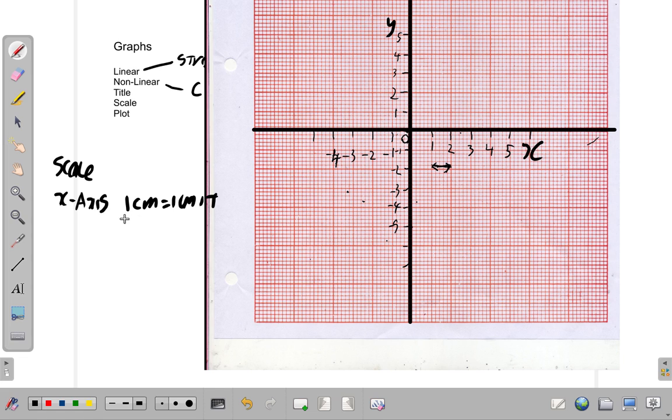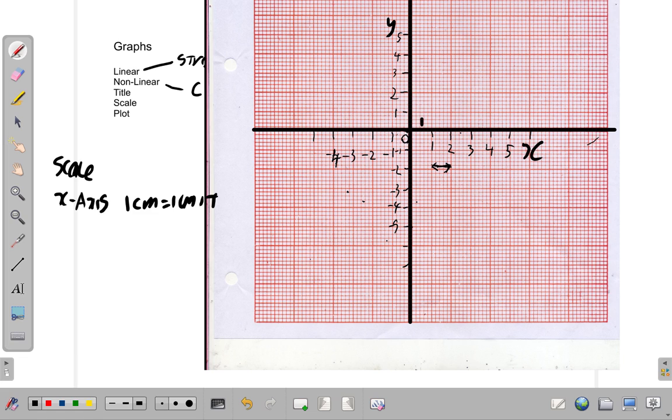Now on the y-axis, I have put above 0, 1 centimeter above 0 is 1. 2 centimeters above 0 is 2. 3 centimeters above 0 is 3. So that every 1 centimeter I go, I put 1 more unit. So 1 centimeter up, 1. 1 more centimeter up, put 1 more unit to make 2. 1 more centimeter up, I put 1 more unit to make 3.